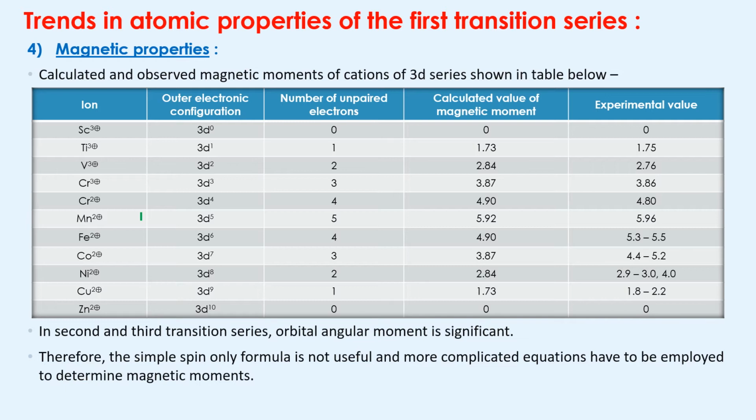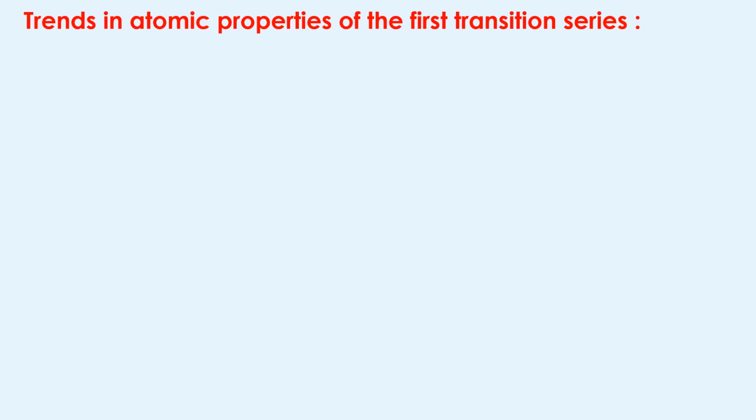But you can't apply this method for the second and third transition series, because there the magnetic moment is due to the spin as well as orbital angular momentum, and that is the reason the spin-only formula cannot be used for calculating the magnetic moment. For that, more complicated equations have been employed to determine the magnetic moments. One more thing: magnetic moments are found to be temperature dependent properties. So in this way we completed our magnetic moment property.